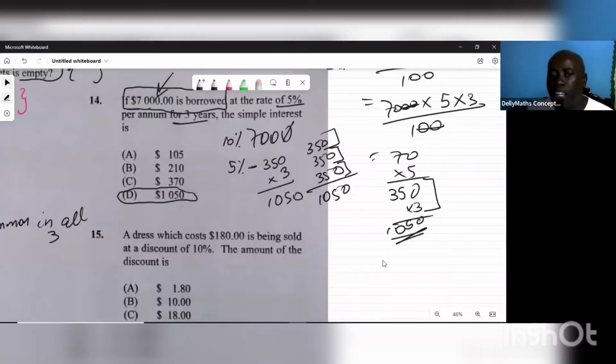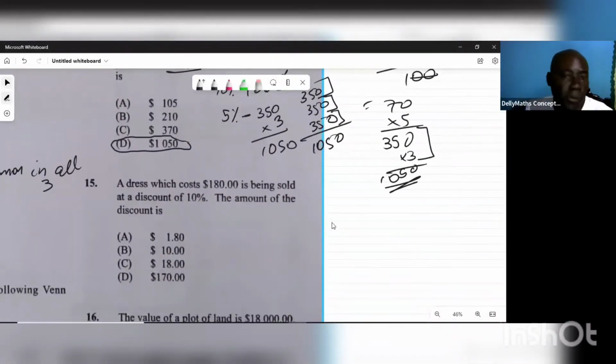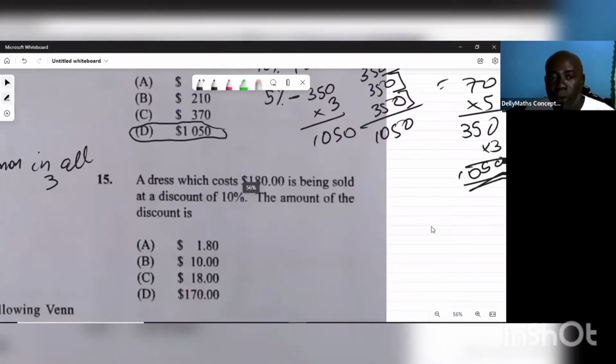You navigate based on your comfort level and you go forward. But what I would say to you, the numbers are simple. They're not going to give you any number that requires a calculator. That is why you don't use a calculator.